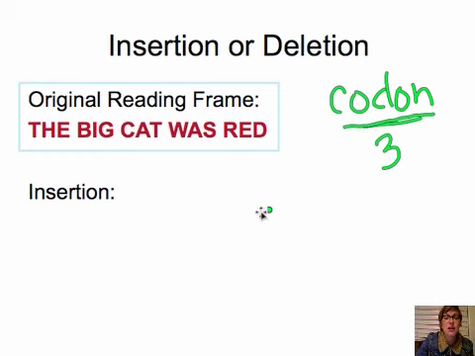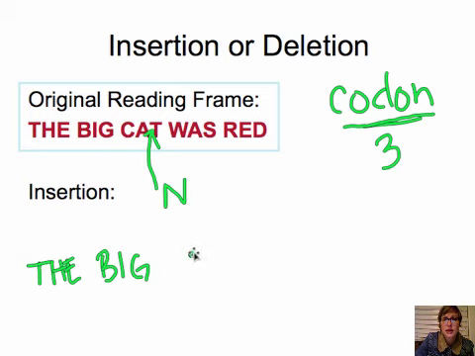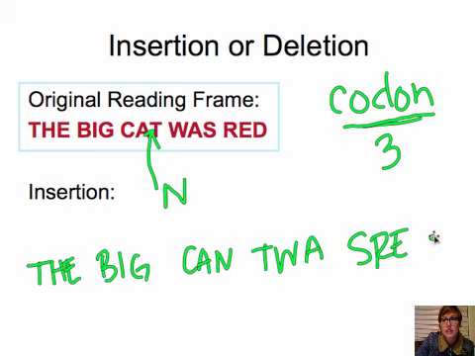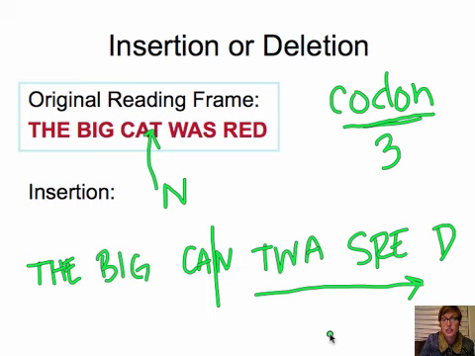So I have a few 3-letter words here that make a coherent sentence. The big cat was red. An insertion is exactly what it sounds like, when a nucleotide is added somewhere. So let's say we add, I'm just going to pick a random one and see what we get. We added the letter N here. Since we can only read 3-letter words, we get the big can, toi, sre, de. The sentence starts out fine, right? But as soon as that insertion occurred, everything after it is incorrect. So that's an insertion.